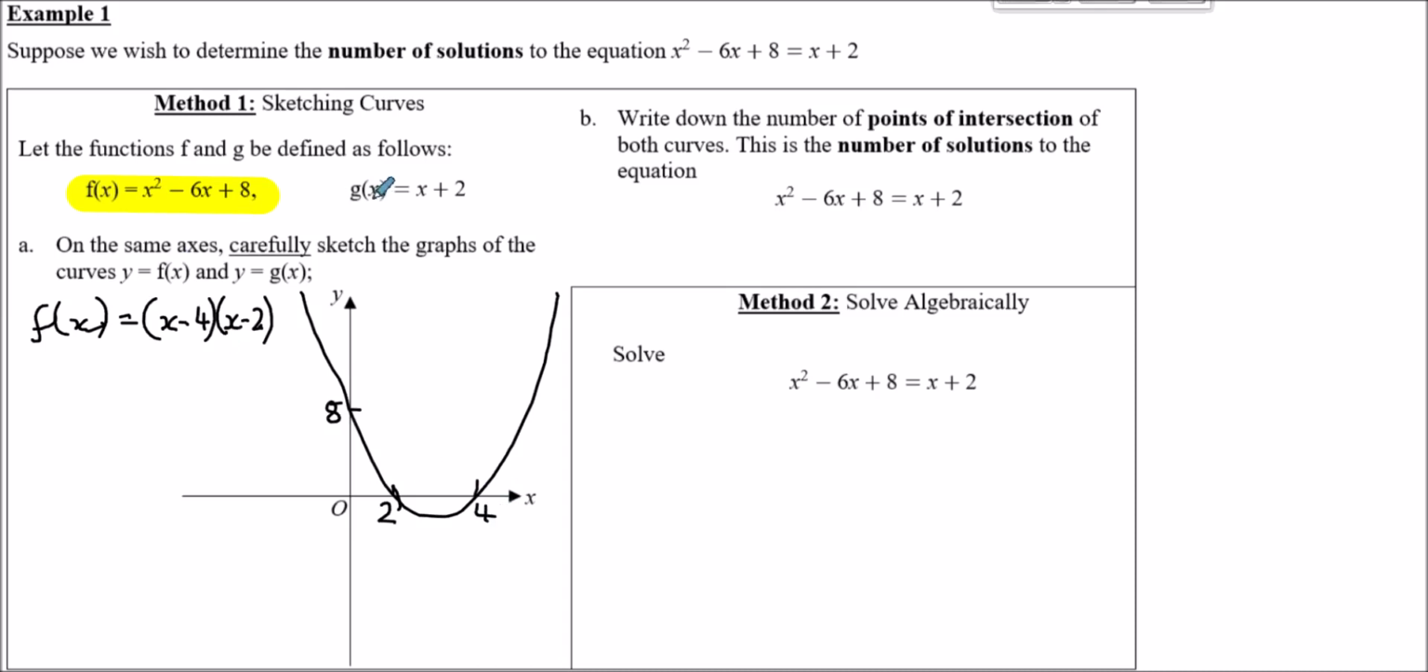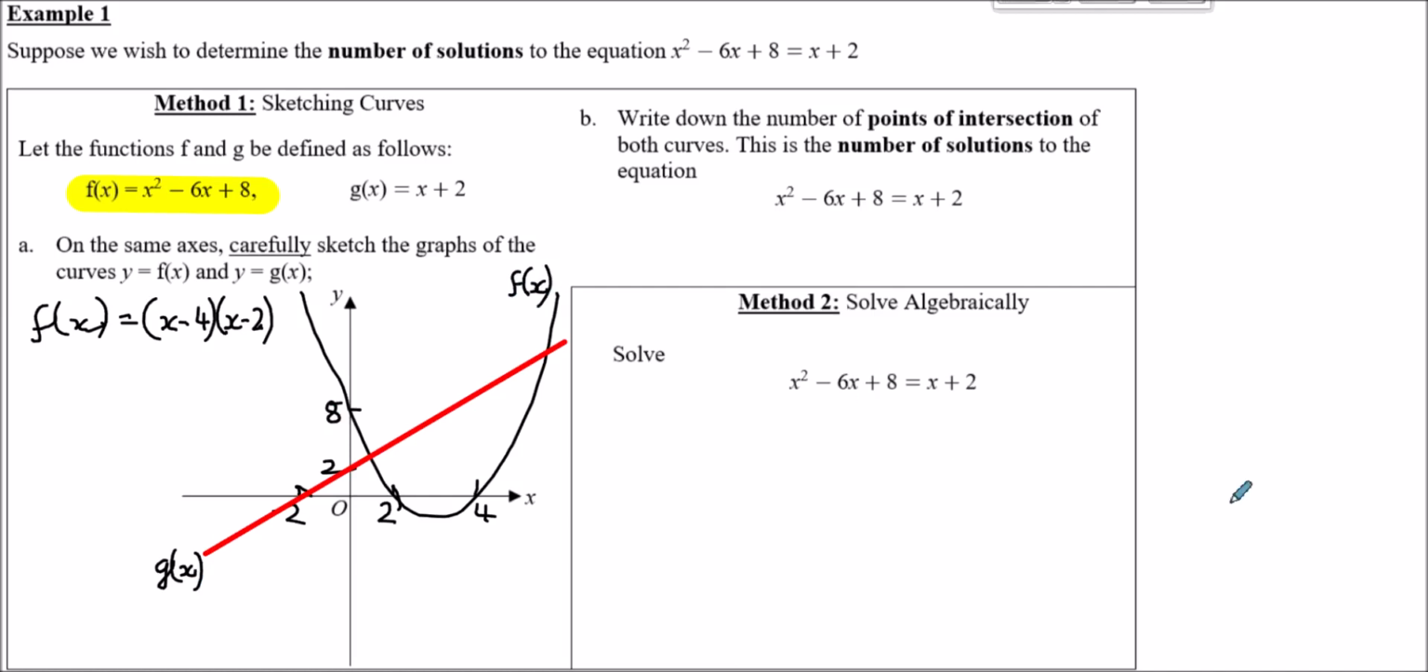And g of x is x plus 2. So that's very easy to sketch. So it's going to have a y-axis intercept at 2. And when x is minus 2, that's going to make g of x equal to 0. So the x-axis intercept is going to be at minus 2. So we can just draw this on as well. So it's going to be something like this. So that's g of x, and the quadratic was f of x.